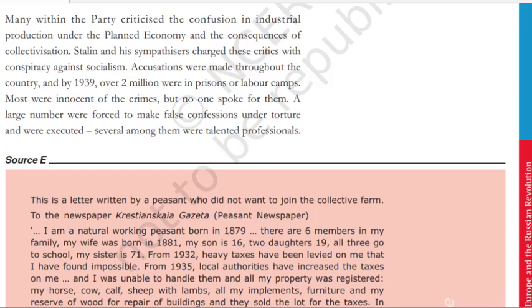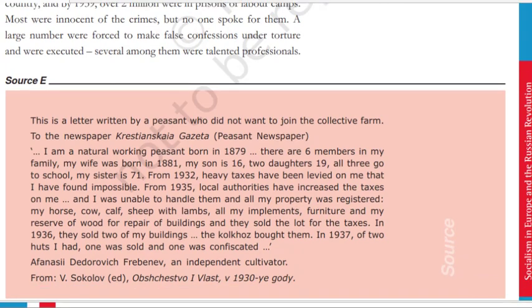This is a letter written by a peasant who did not want to join the collective farm. To the newspaper Krestianskaya Gazeta, peasant newspaper. I am a natural working peasant born in 1879. There are 6 members in my family: my wife was born in 1881, my son is 16, 2 daughters 19, all 3 go to school, my sister is 71. From 1932, heavy taxes have been levied on me that I have found impossible.